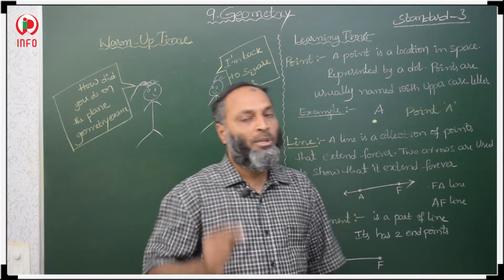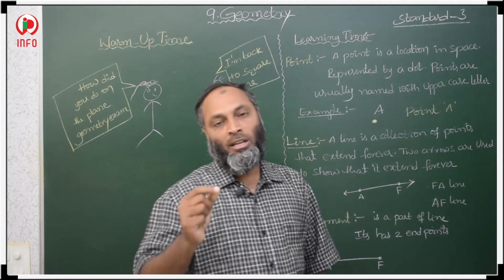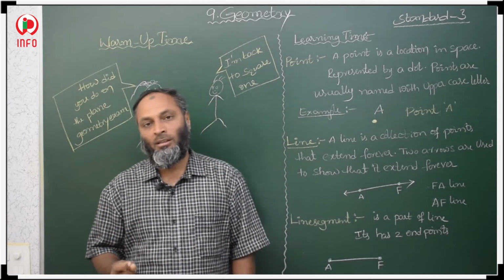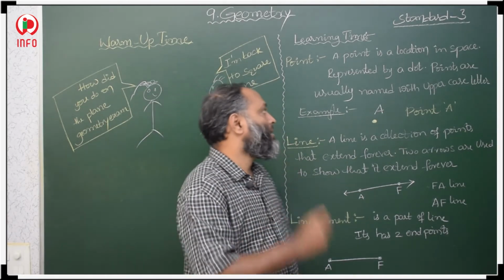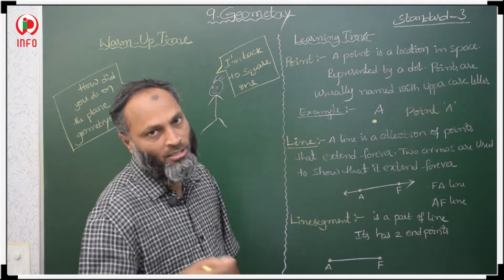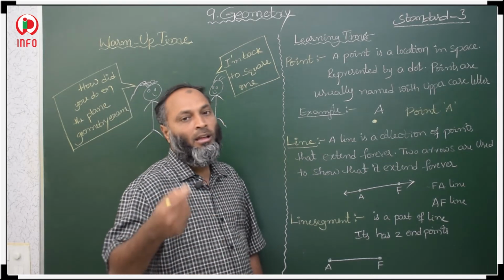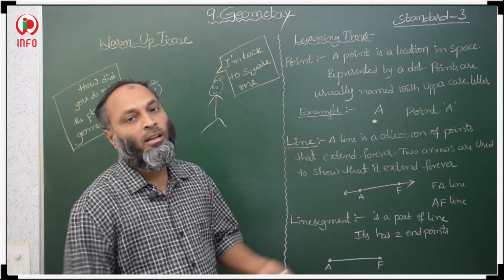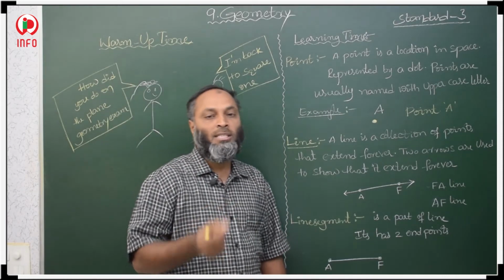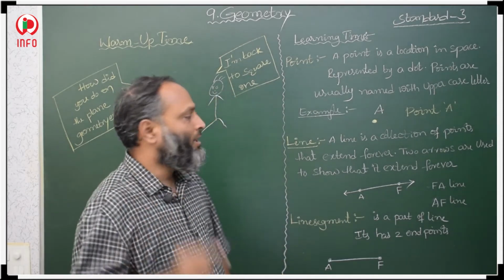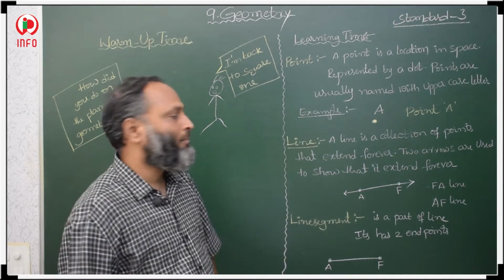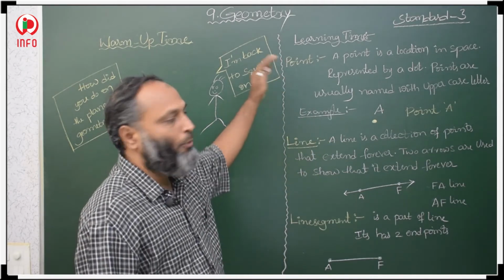What does a dot represent? A dot represents a particular place or location, like India or Delhi or Hyderabad. Using a dot we can represent that location. Okay, then this is about the point.